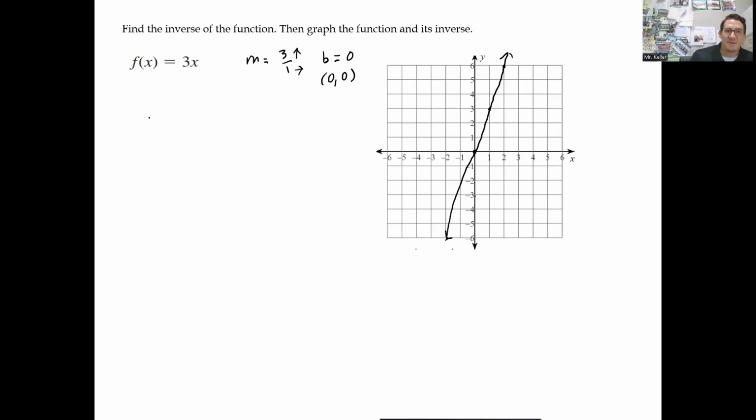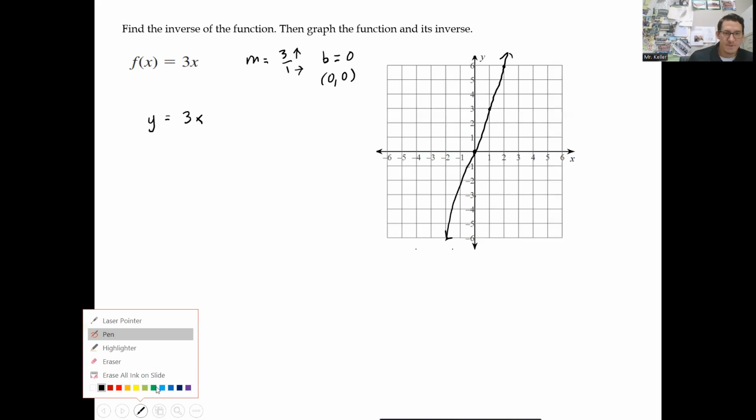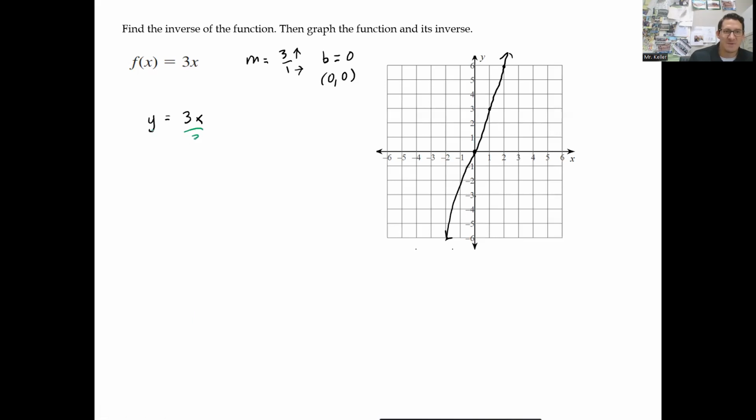So now I'm going to find the inverse. I'm going to change f of x to a y equal to 3x. I'm going to solve for x. So to solve for x, I'm going to divide both sides by 3.